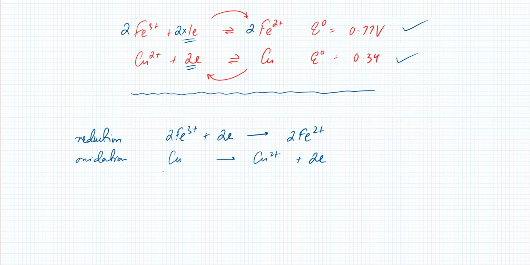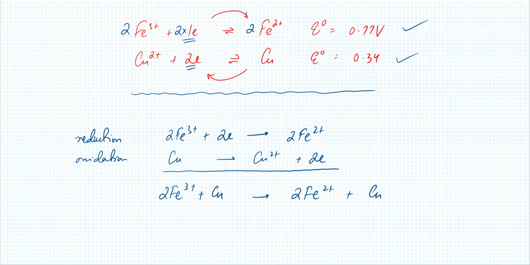Now this is something that's fairly obvious. And if I add up the two, that's my overall reaction, which is I sum up my reactants, which is 2Fe3+ and copper, and I sum up my products, which is 2Fe2+ and Cu2+. So everything is kind of straightforward. This is something that we have been doing over and over again. Higher potential gains electrons, lower potential loses electrons. You sum up the reactants, which is copper and 2Fe3+, and the products, which are 2Fe2+ and Cu2+.